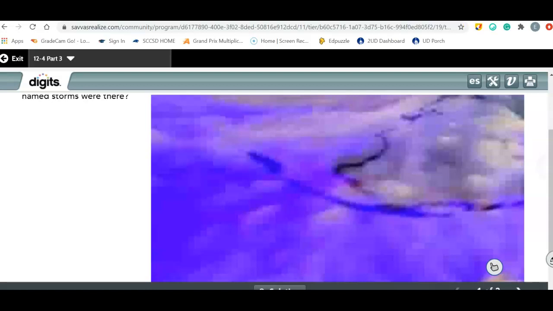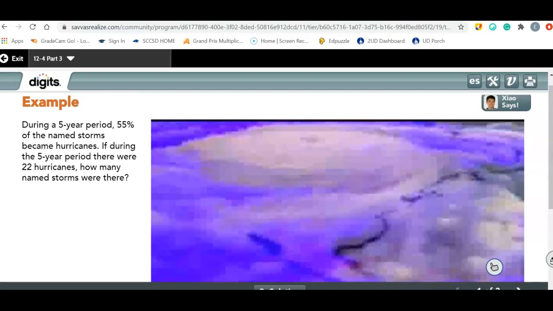All right. Now looking up the problem, it says during a 5-year period, 55% of the named storms become hurricanes. If during the 5-year period there were 22 hurricanes, how many named storms were there? Go ahead, solve this one on your own. When you have an answer, raise your hand, then you can get packed up. It is in your guided notes.